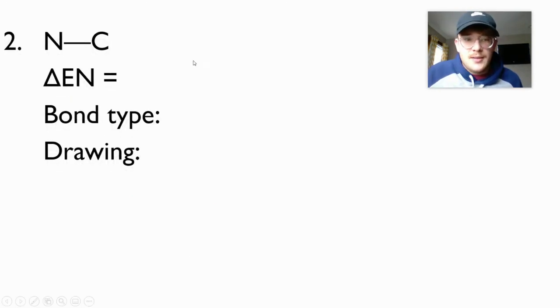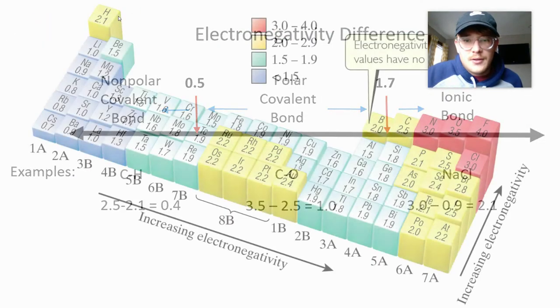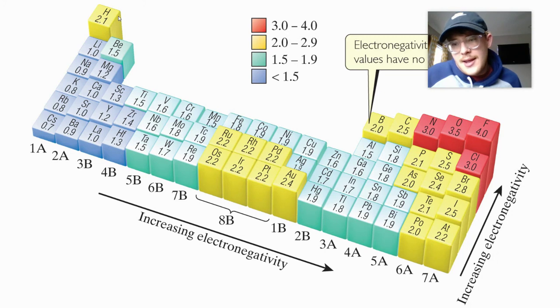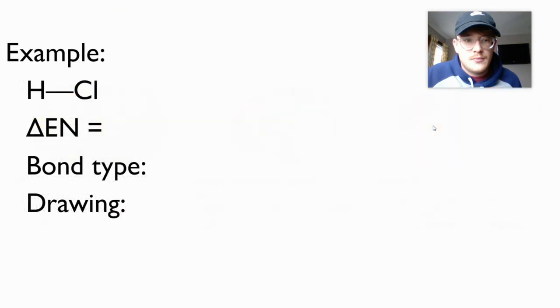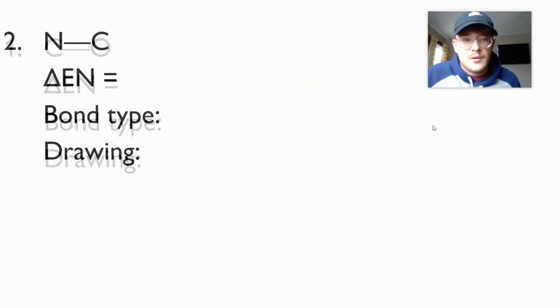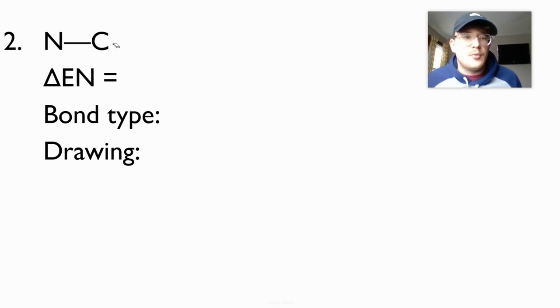All right, the NC bond. Again, I don't know the numbers, so we're going to go back. So we're looking at nitrogen and we are looking at carbon. So 2.5 and 3.0. I'm actually going to say that carbon is 2.51 and nitrogen is 3.0 just for this example. And I'll show you why.